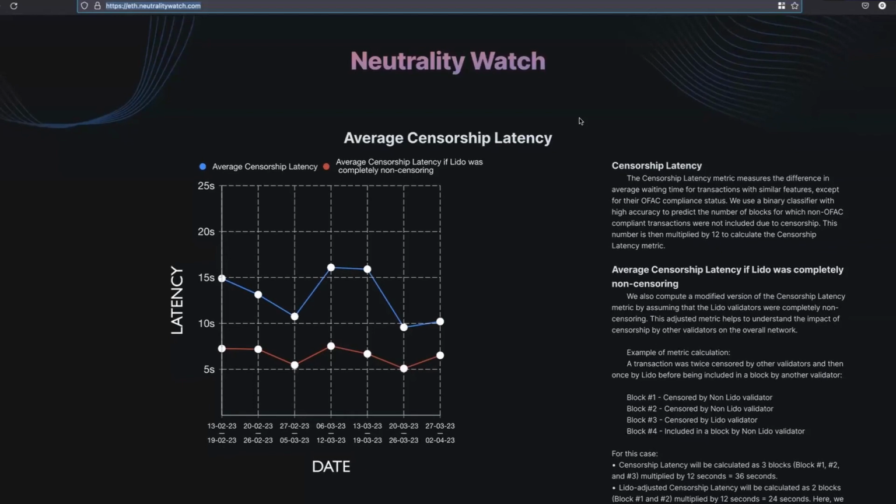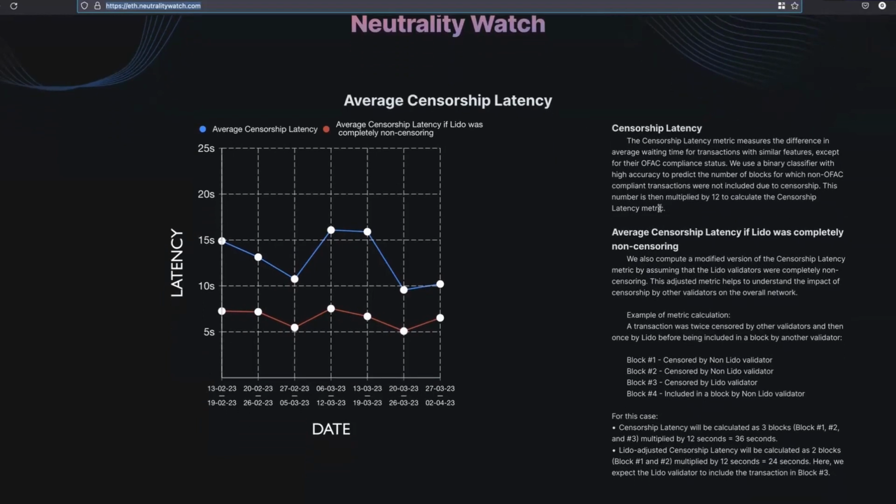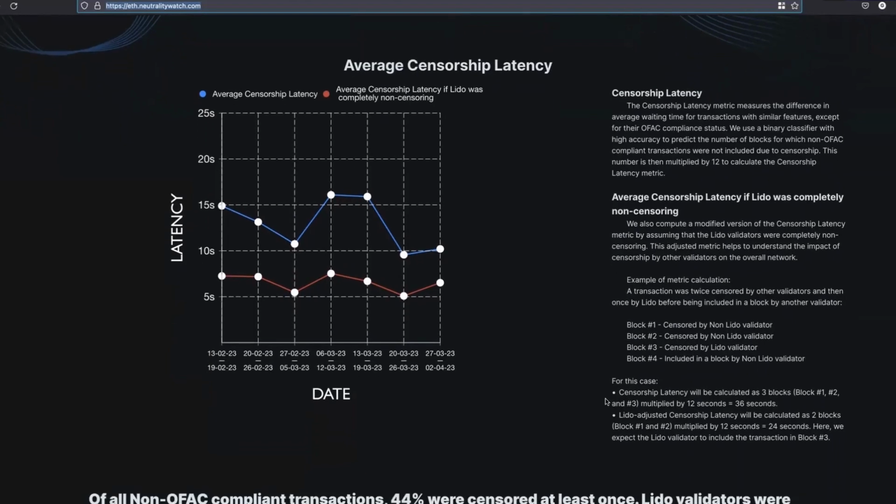Here is our dashboard. We have all our metrics on the left side and this brief description of methodology on the right side. And we also show some examples of calculation for each metric.